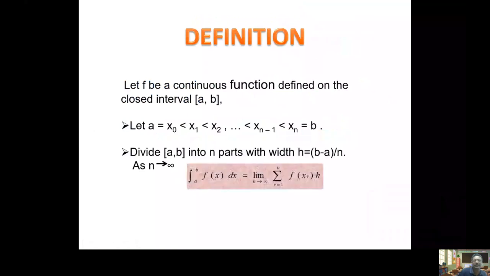Definition: Let f be a continuous function defined on the closed interval [a, b]. Take a equal to x0 and b equal to xn, and x1, x2, and so on up to xn minus 1 are the values in between a and b. Divide the closed interval [a, b] into n parts with h equal to (b minus a)/n. So as n tends to infinity, the integral from a to b of f of x dx is equal to the limit as n tends to infinity of the sum from r equal to 1 of f of x_r times h. This is the definite integral formula. So we will see how it comes.